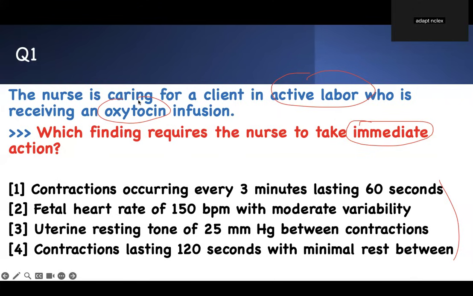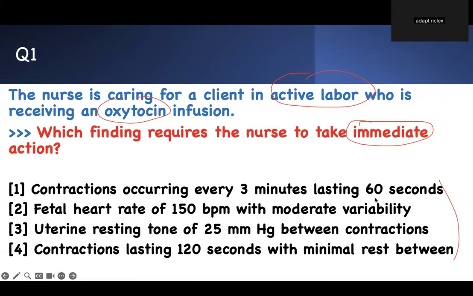So contractions every 3 minutes lasting 60 seconds, that is good. You need at least 2 minutes from one contraction to another. Well, every 3 minutes is good. And you don't want one contraction to last more than 90 seconds. It's lasting 60 seconds. I don't need to do anything.